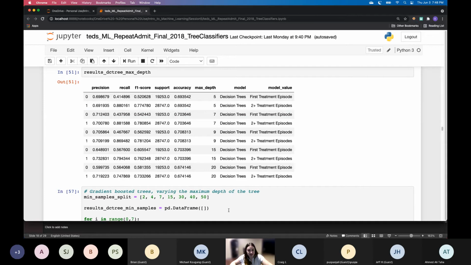Are there any questions about max depth and hyperparameters in general?